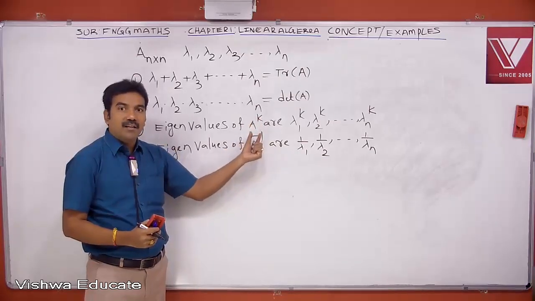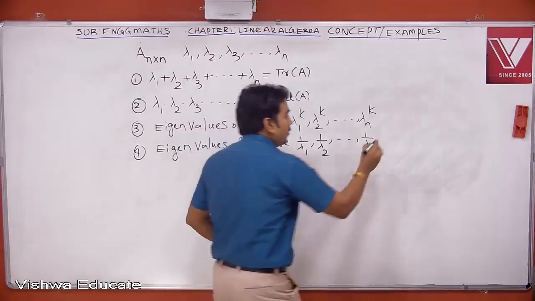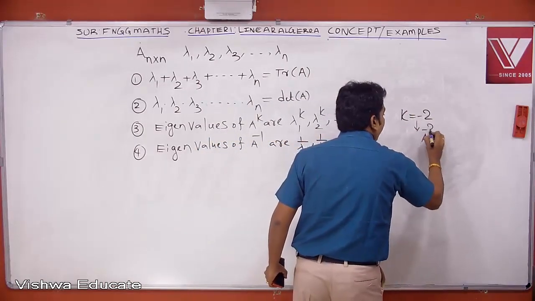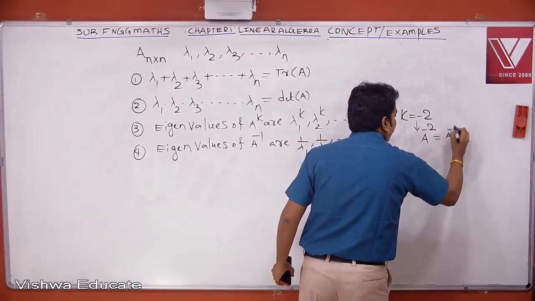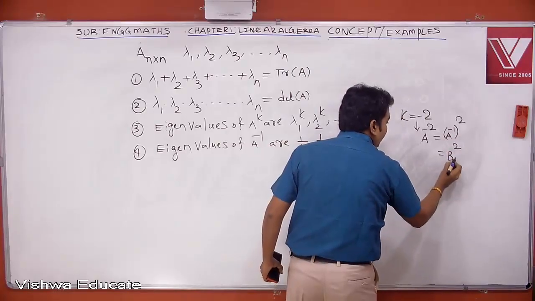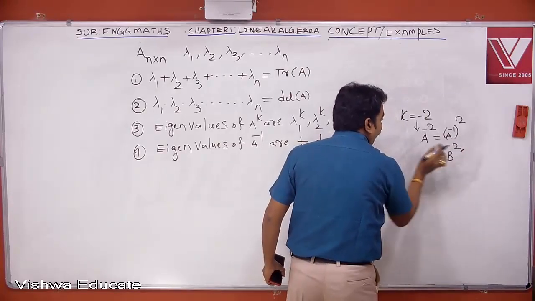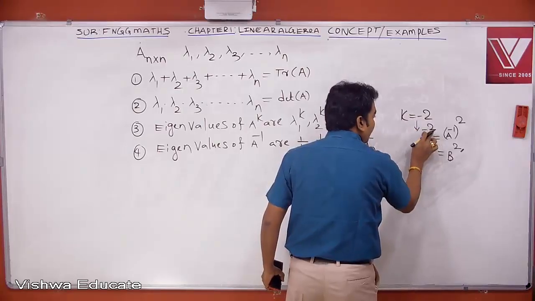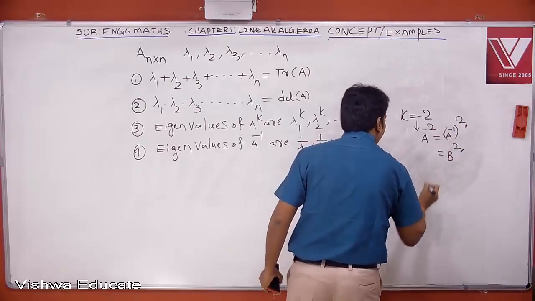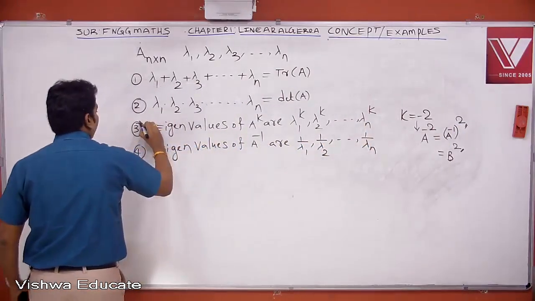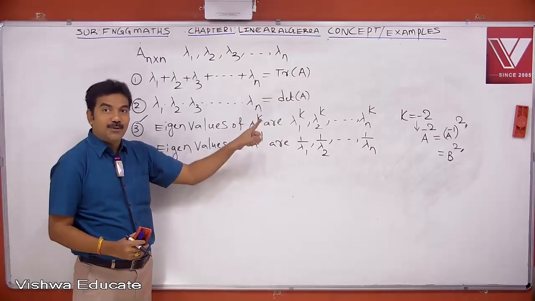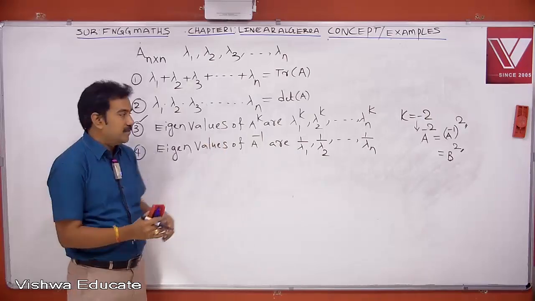If you want the eigenvalues of A power minus 2, suppose when you take k equal to minus 2, that means we are concentrating on eigenvalues of A power minus 2. You can treat this as A inverse whole square. Now A inverse you can call some new matrix B, so B square. So again it reaches a positive power. Therefore once you want eigenvalues of A power minus 2, get the eigenvalues of A inverse, just raise the power 2, and you will get the eigenvalues of A power minus 2. Therefore in point number 3, this k is any integer. K can be negative values, positive values, 0 also, but integer only, right?